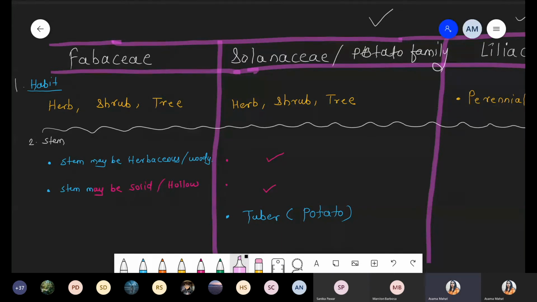Okay, so these 2 points, the first and the second, are as they are, matched to Fabaceae. Please write down completely. Don't give the tick mark.